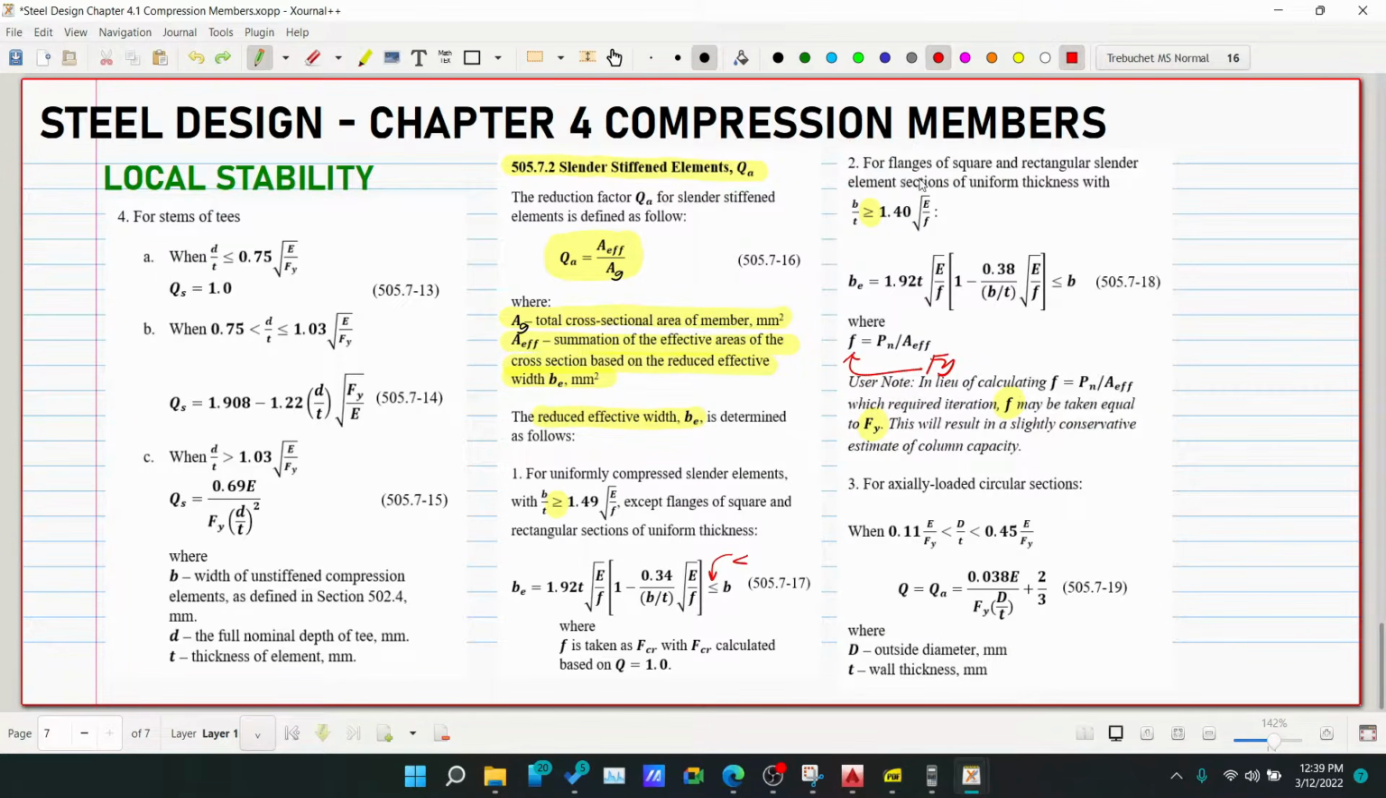Because it says here, for flanges of square and rectangular slender element section. Since our HSS is a rectangular section, we are under number 2. So we can get B over T. But take note, our B over T can also be H over T. The standard notation is B over T, but of course it can change, depending on the orientation. For example, if our stiffened element is standing upright, then B becomes H. So don't get confused there.